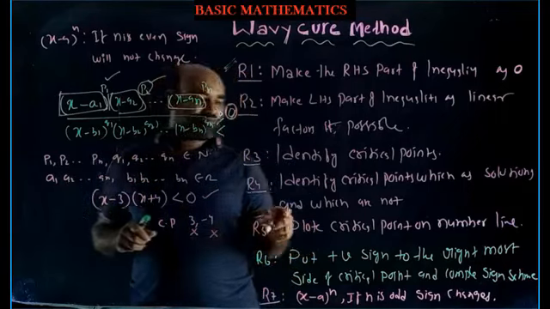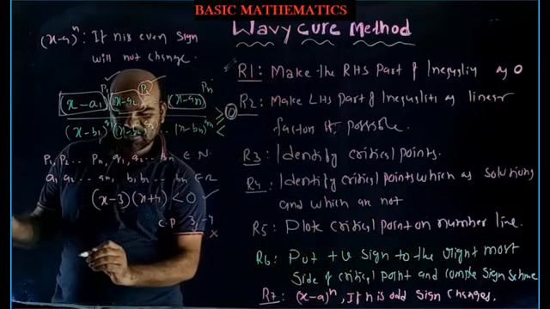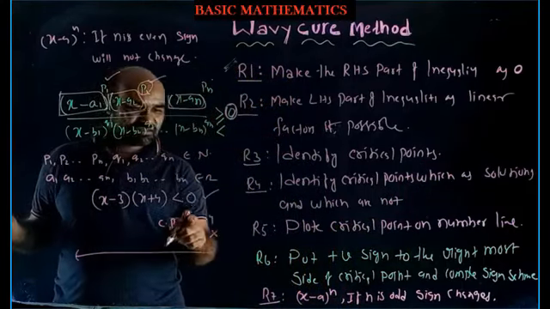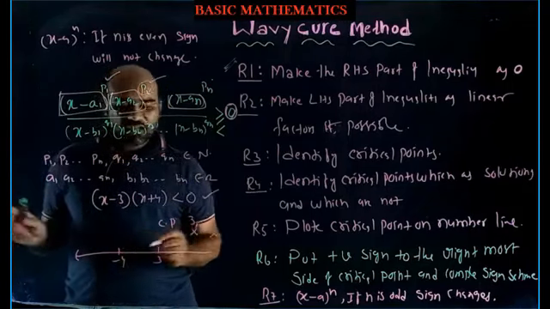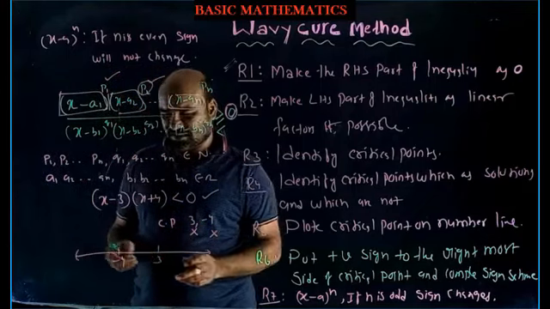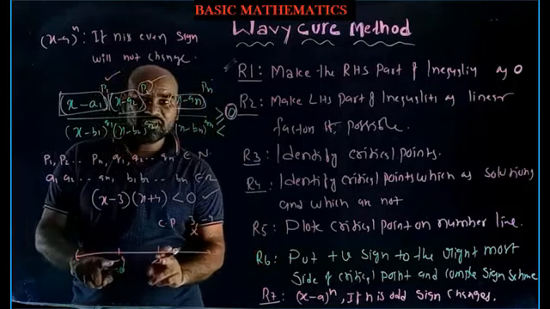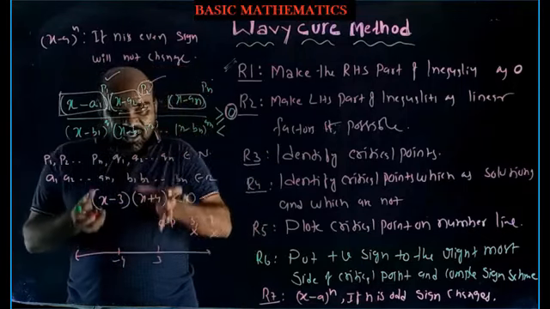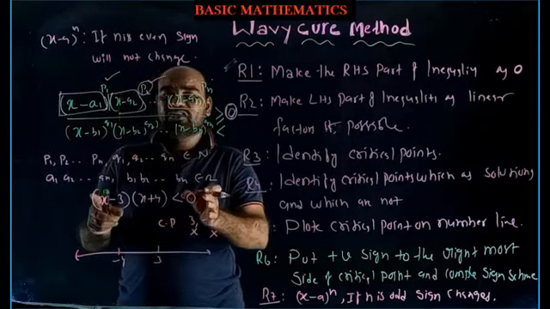Okay, next step: plot the critical points on the number line. Take a number line and plot these two critical points, minus 4 on the left hand side of 3. Now the number line is divided into 3 pieces: minus infinity to minus 4, minus 4 to 3, and 3 to infinity. Now we want to identify which piece of the number line gives the solution of the given inequation.